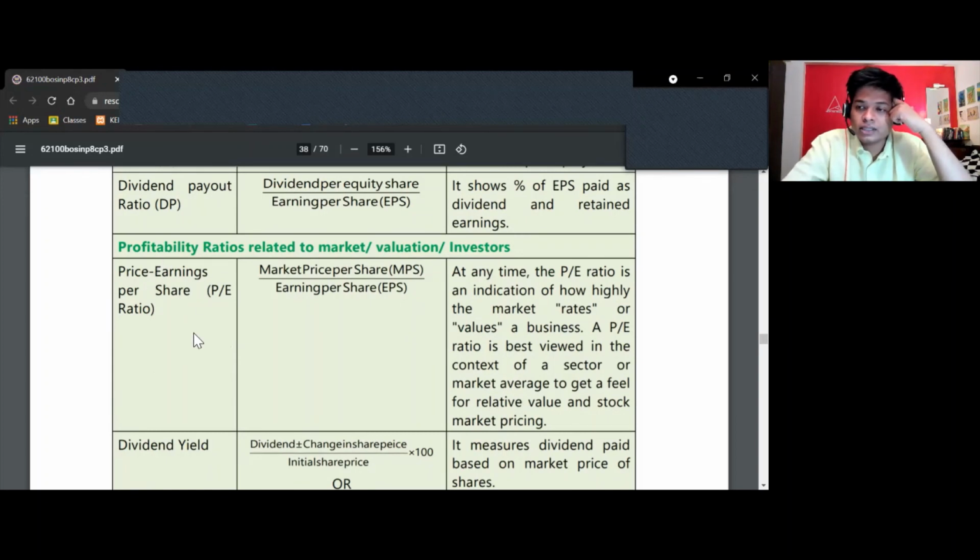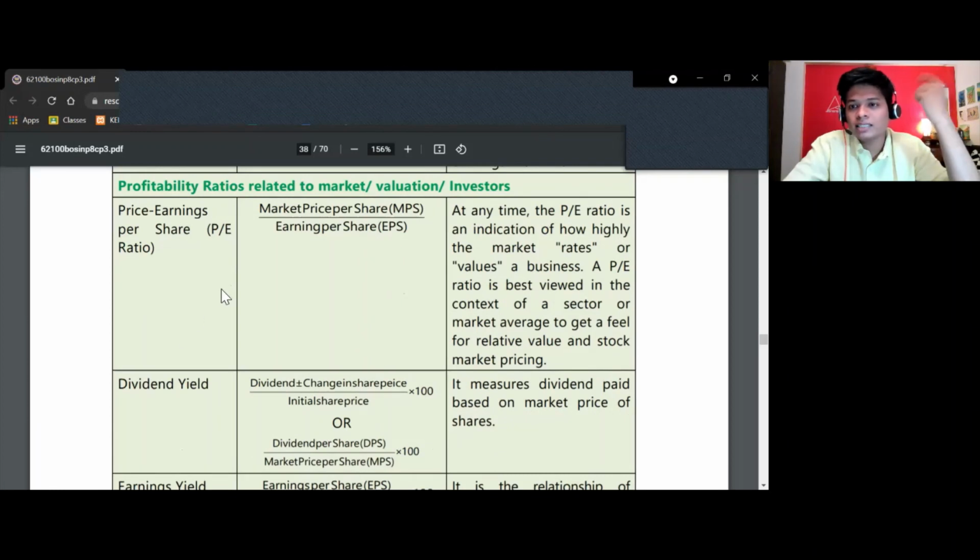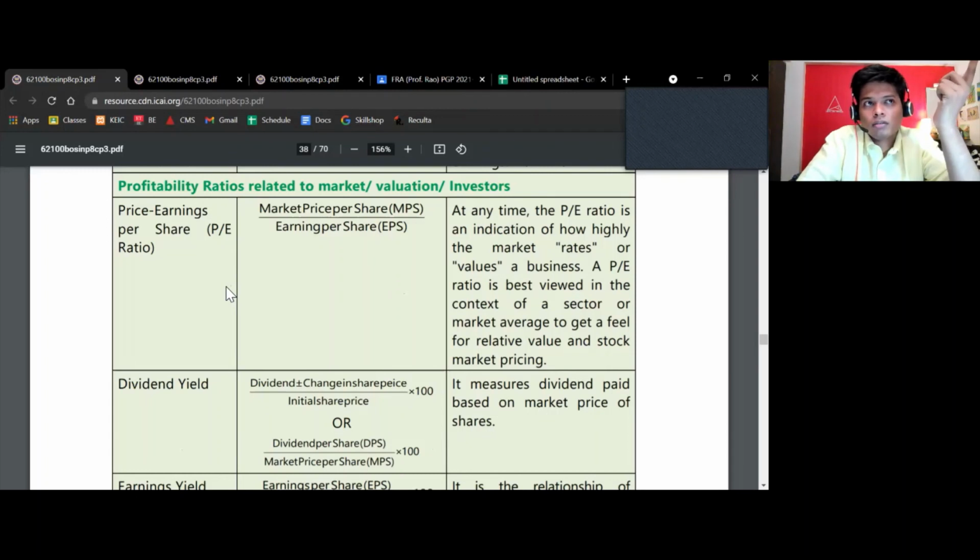Price earning ratio is my market price of the share. Market price of that share could be, let's say, 200 rupees, and the earning per share is 80 rupees. So 200 divided by 80 is my price earning ratio. Why is price earning ratio important? It shows how much more I am paying. If I'm earning 80 rupees, but I'm paying 200 rupees for that share, that tells me that I am paying almost 2.5 times my earnings. So that is how costly that share is.